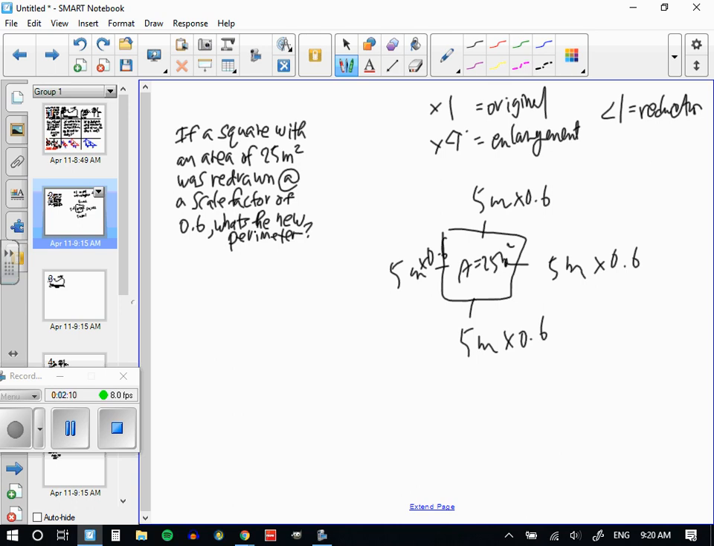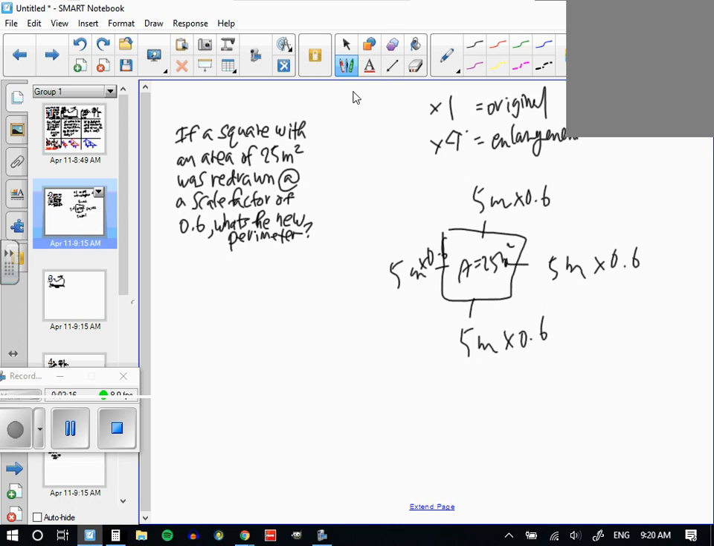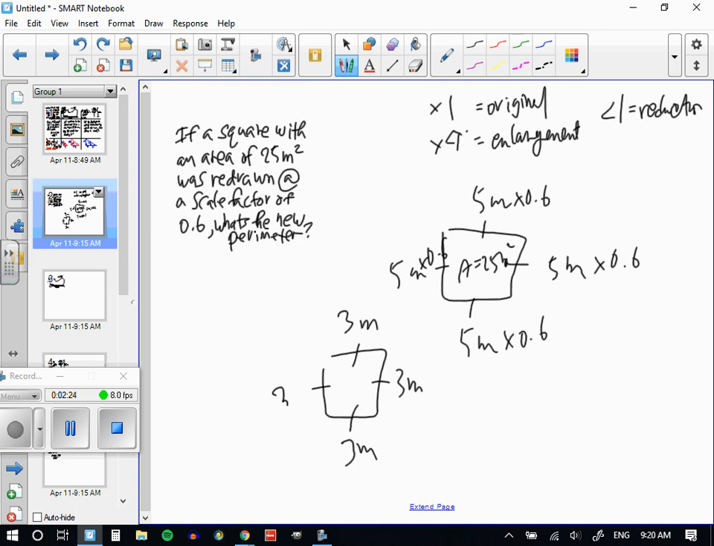And when I multiply 5 by 0.6, I get 3. So therefore, the new square will be 60% of the size. It'll be 3 meters, 3 meters, 3 meters, and 3 meters. And therefore, it will have a perimeter of 3, 6, 9, 12. It will have a perimeter of 12 meters. Okay? So the answer for question 1, what is the new perimeter? The perimeter would be 12 meters.